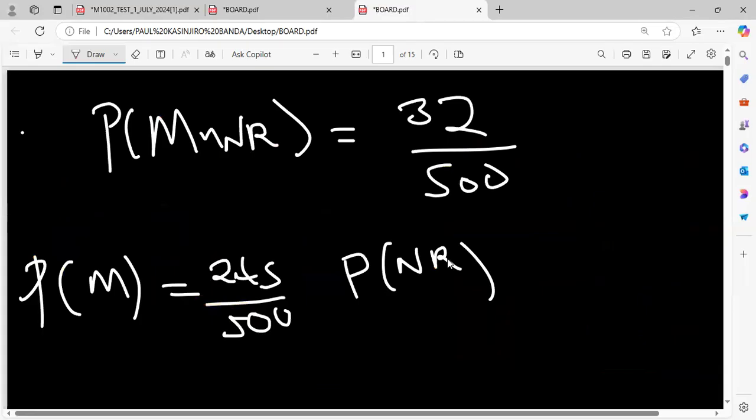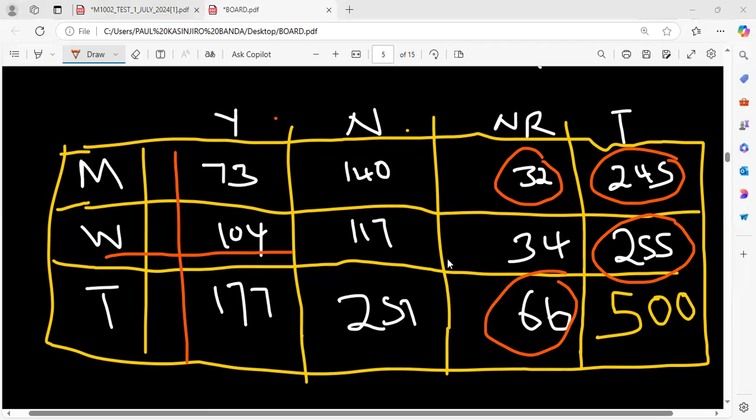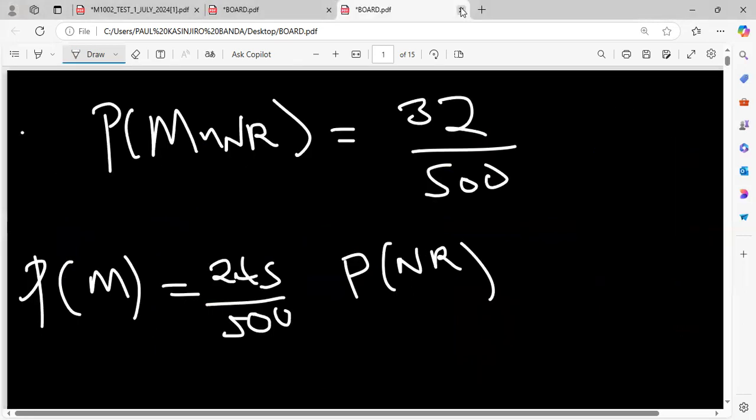Where has this gone now? I don't know if you guys can see my screen now. Okay, I can see it now. So the probability of no response will be equal to 66 divided by what?